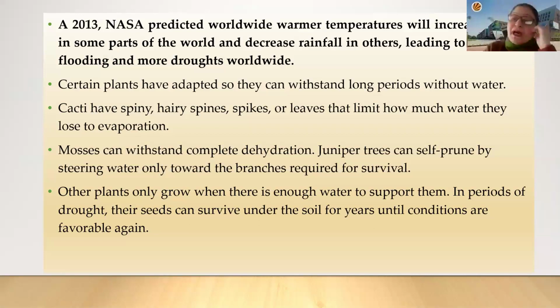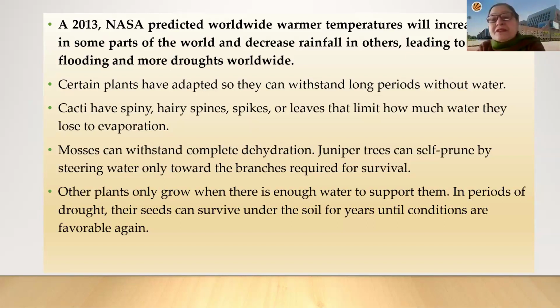Most of the times, plants are adapted to the weather or climatic conditions of those areas. Certain plants are adapted so that they can withstand long periods of water deficiency, like cactus, you are knowing very well. Cactus grow in the Rajasthan area or in desert conditions because these cacti have spiny, hairy spines or spikes or modified leaves that limit how much water they can evaporate. The evaporation rate or transpiration rate is reduced, so they can withstand complete dehydration. If there is no water, even then they can survive.